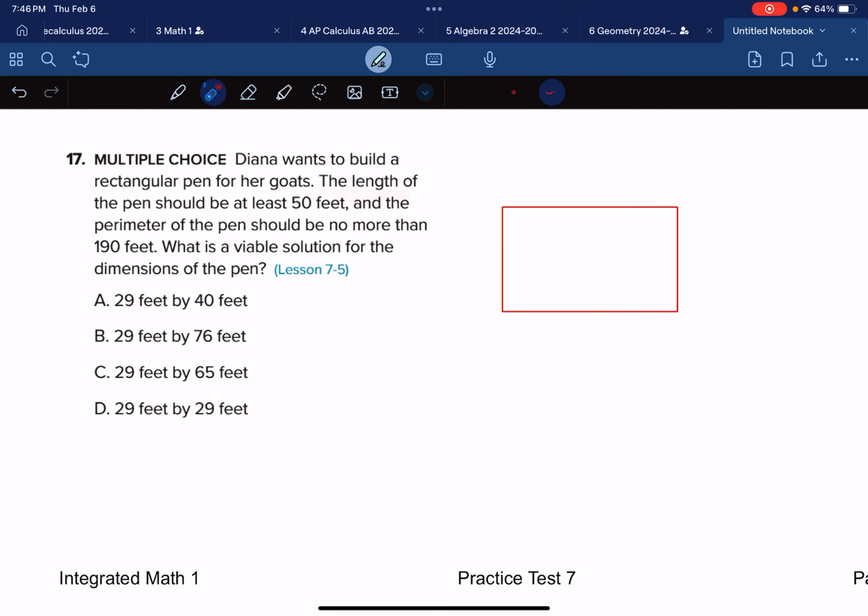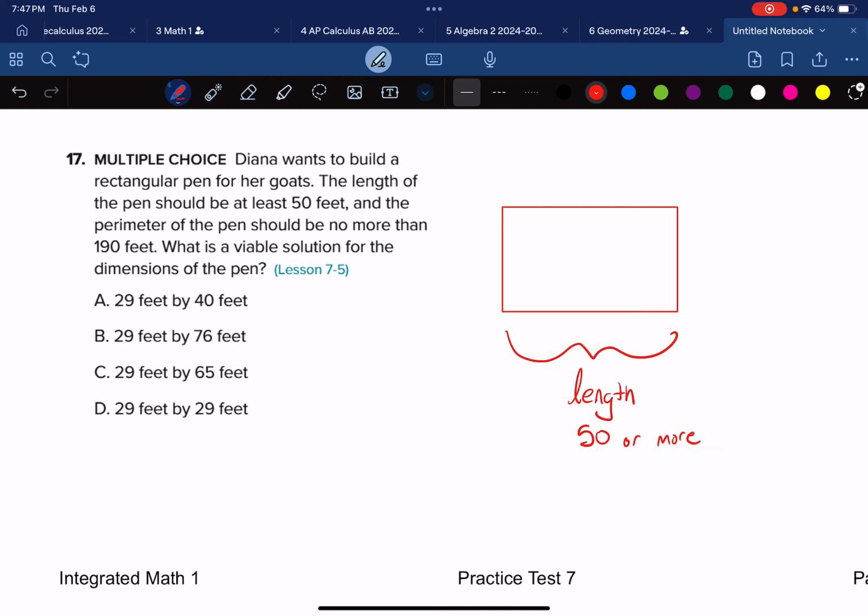The length. I'm going to go ahead and call this thing right here the length. The length of the pen should be at least 50 feet. So 50 or more. So at least 50 feet. And the perimeter of the pen should be no more than 90 feet. Oh my goodness. Okay, so if that's the length, I'm going to call that variable L because I'm lazy. And I'm going to call this the width. And I'll call that variable W.